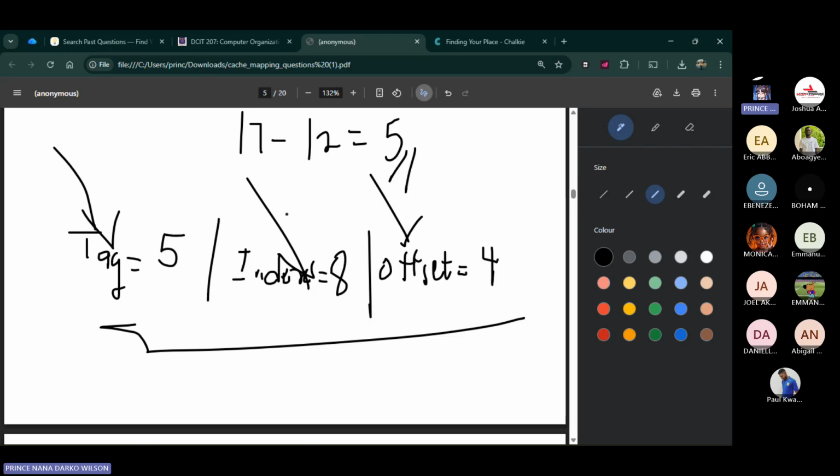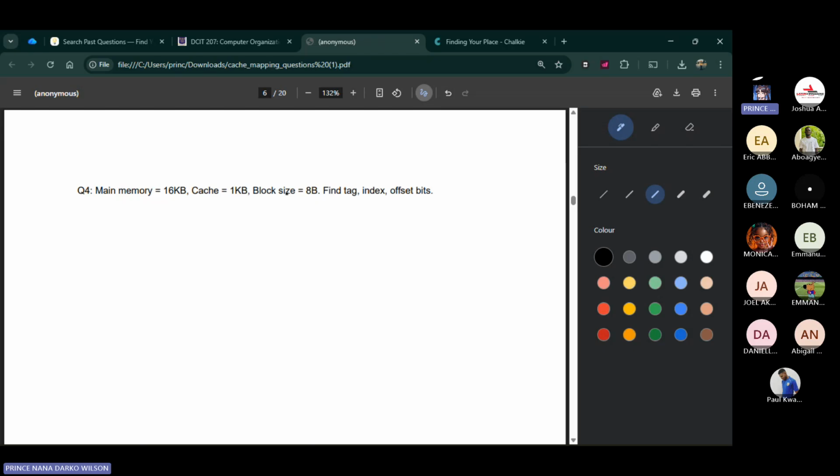All right. One last example for you to attempt. So the answers are here. Offset for index 8, tag 5. So looks like we're right. Let's see. Is there any question here that is creatively constructed? I think all are straightforward.